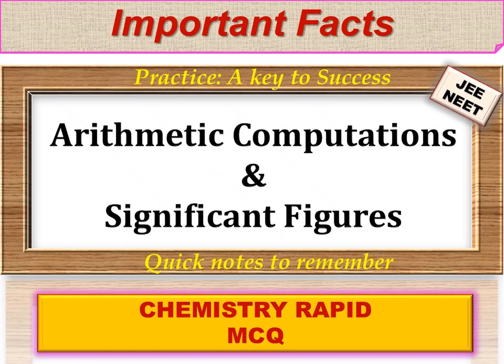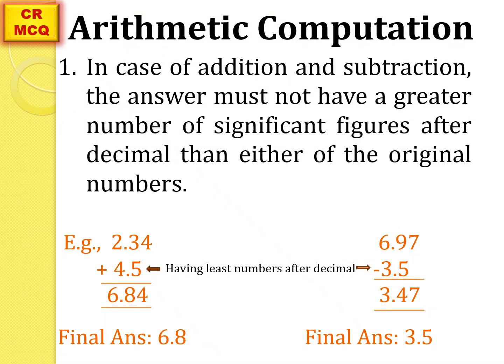Today our topic of discussion is how to write an answer up to the required significant figures after performing arithmetic computations. To do this, certain rules are followed, which are as follows. Arithmetic computations are divided into two categories. The first category includes addition and subtraction operations. The second category includes multiplication and division operations.